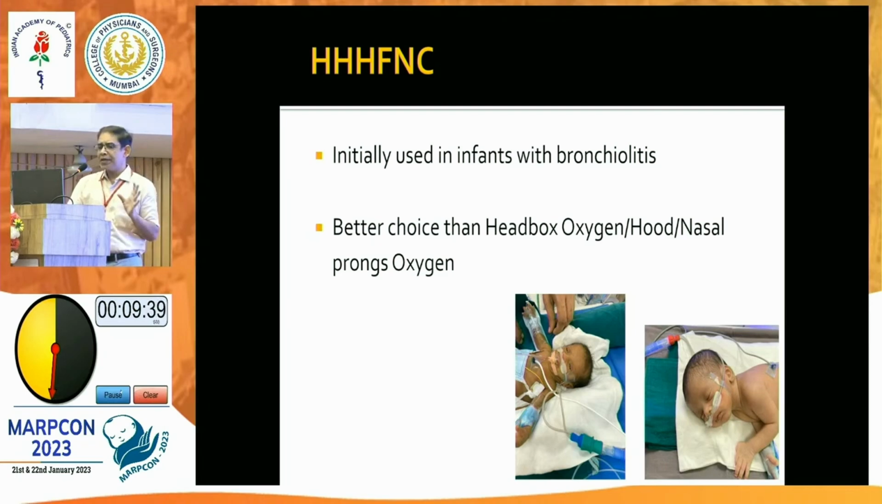So in short, we call it HFNC. So how did one start using humidified high flow nasal cannula? Initially it was used for infants with bronchiolitis, where it was shown to be useful. And also whenever nasal prong plain oxygen was given at more than 2 liters per minute, there were some pressure beneficial effects. That's why people got interested in using HFNC, and then we came to realize that it is definitely a better choice than a hood or head box oxygen.